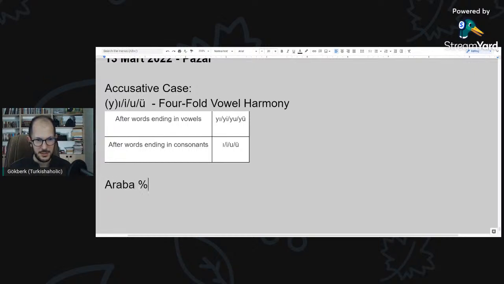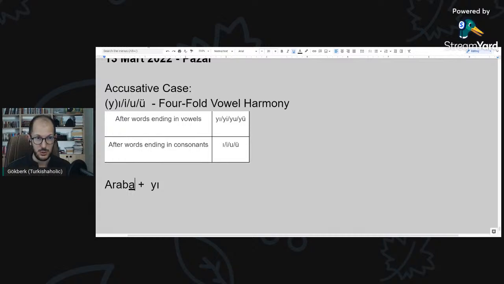Araba, when we attach the case marker, I'm going to do this for now, it will become araba-y. Why? Because it ends in a vowel, and a is a back unrounded vowel. So we have four choices. We don't have arabaya. Arabaya means to the car. That's a different case marker, the dative case. For the accusative case, we only have u, ı, ü, u.